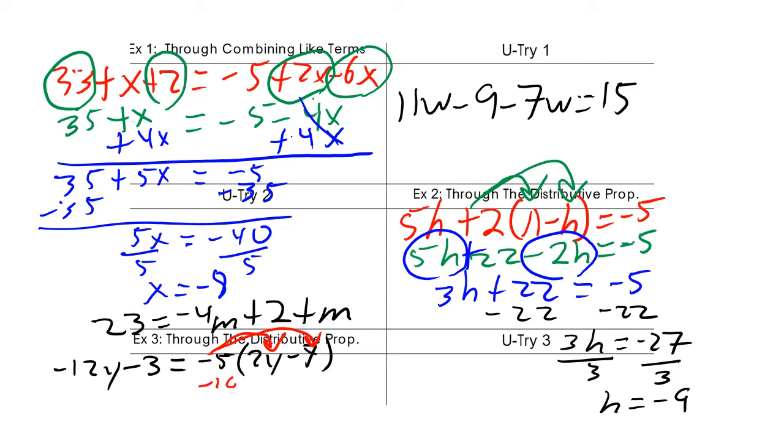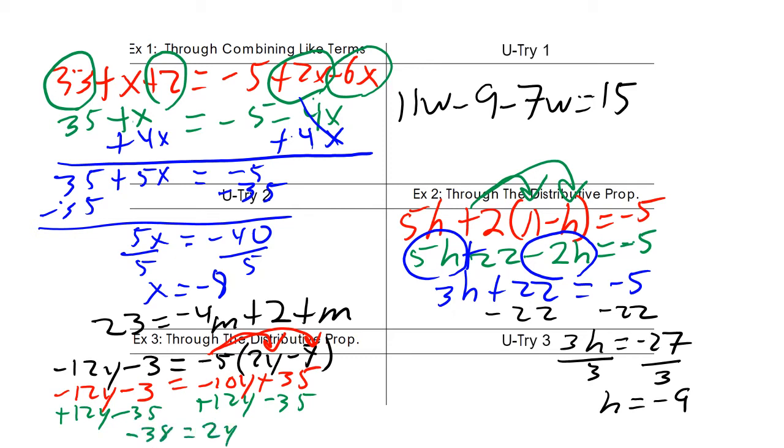-5 times 2y is -10y. -5 times -7 is +35. I bring down the equal sign and everything else I haven't touched yet. Once again, I have to decide which side of the equation I want to collect the variables on. So I'm going to add 12y to both sides because I prefer to have a positive number in front of my variable. I can also subtract 35 from both sides, and I get -38 equals 2y.